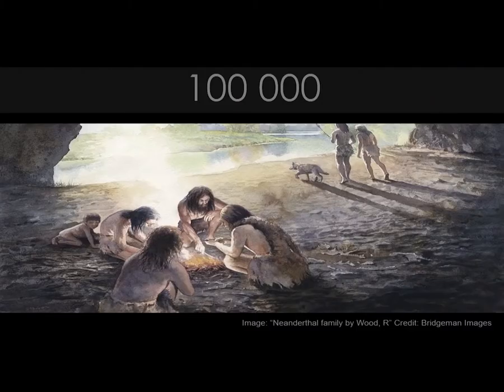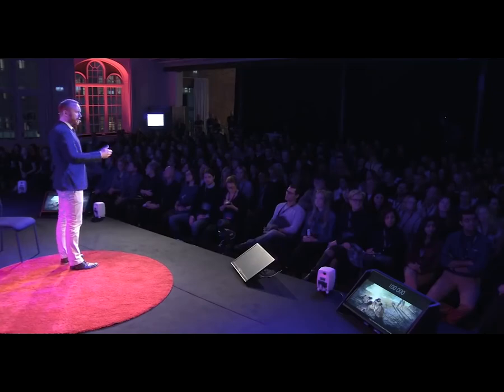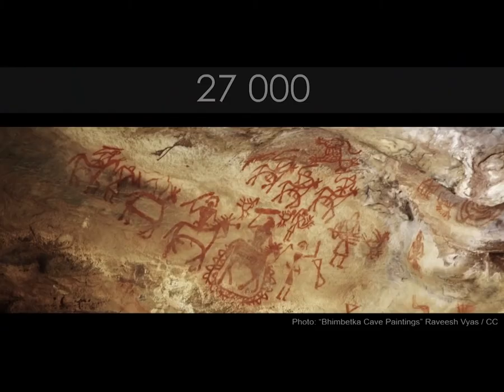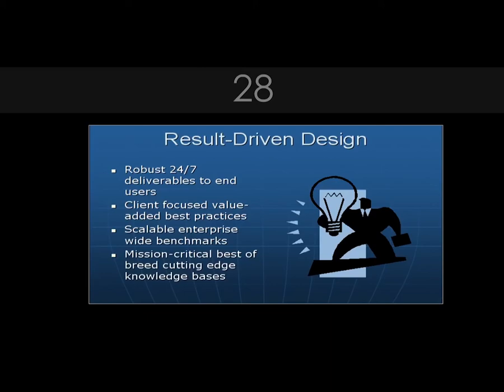100,000 years ago, we started developing our language. It's sound to say that we started using storytelling to transfer knowledge from generation to generation. 27,000 years ago, we started transferring knowledge from generation to generation through cave paintings. 3,500 years ago, we started transferring knowledge through text. 28 years ago, PowerPoint was born. Which one do you think our brain is mostly adapted to? Thank you very much.